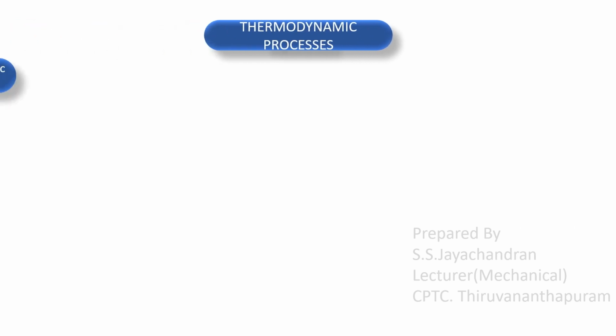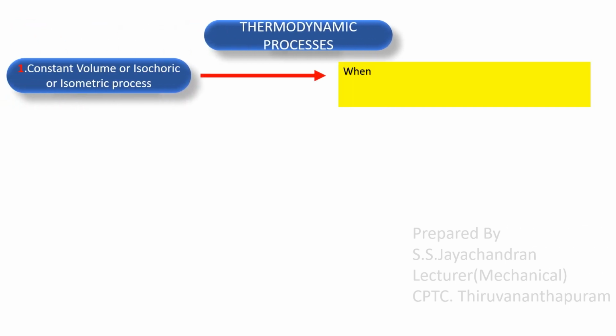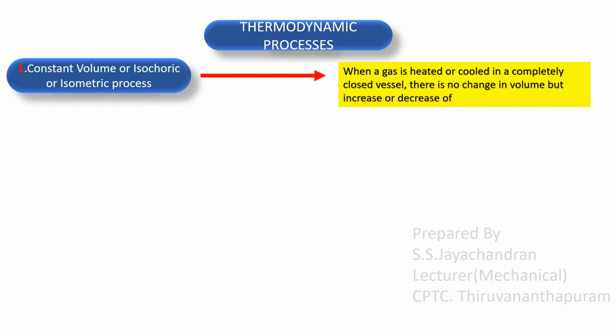The different thermodynamic processes are: 1. Constant volume, or isochoric, or isometric process. When a gas is heated or cooled in a completely closed vessel, there is no change in volume but an increase or decrease of pressure and temperature.